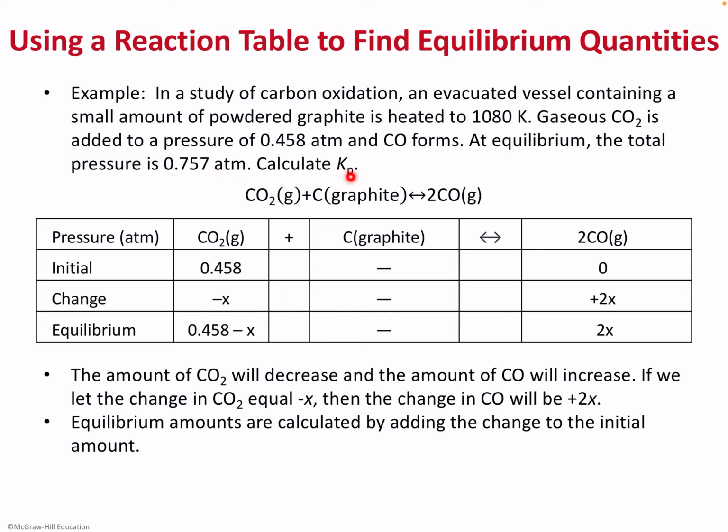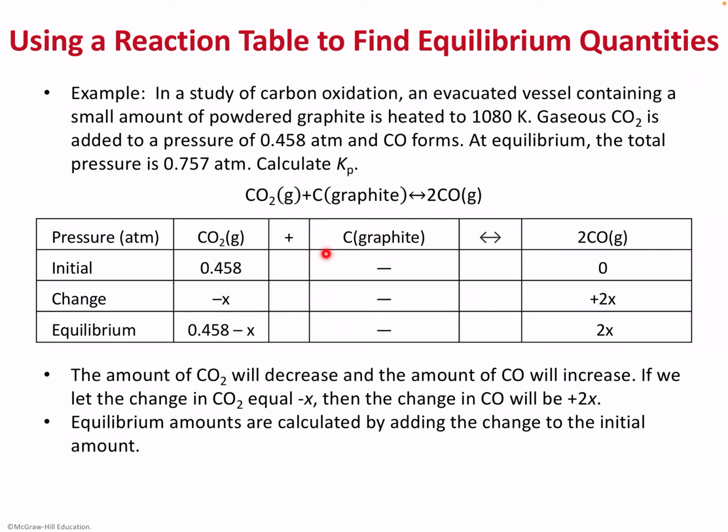Remember we talk about the Kc and the Kp. Kp is involved if it is gaseous reactants and products, and we can express the equilibrium constant in terms of pressure. Okay, so we are going to construct an ICE table. So this is the reaction. Your reactants carbon dioxide plus carbon graphite giving you 2 carbon monoxide.